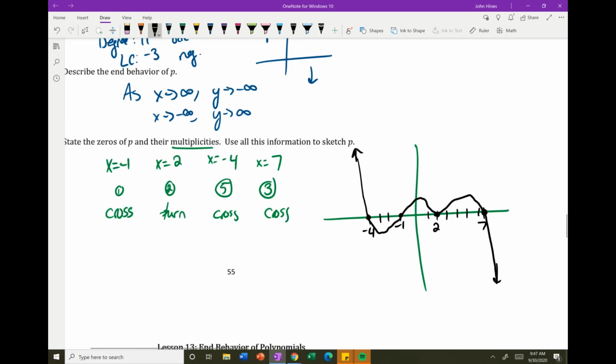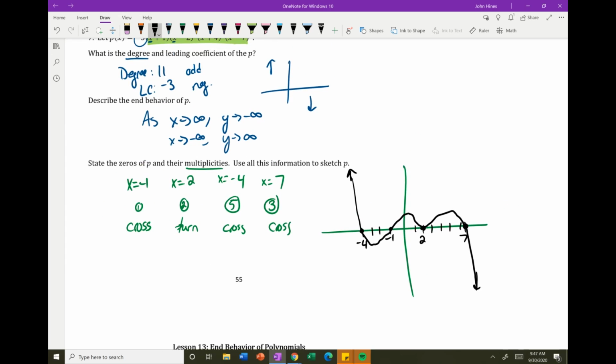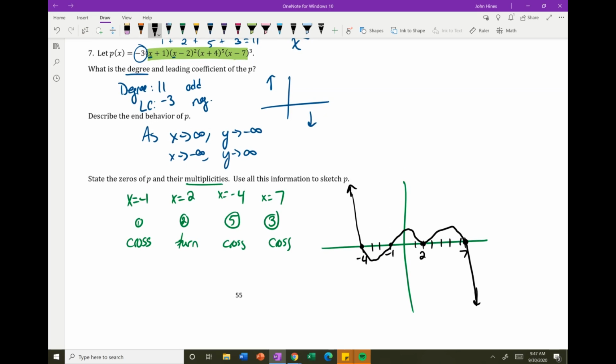So using all this information, we can quickly sketch graphs of these polynomials. I have no idea how high or how low they go, but I do know the end behavior and the zeros. So when we sketch polynomials, we use their end behavior and their zeros to make our sketches.